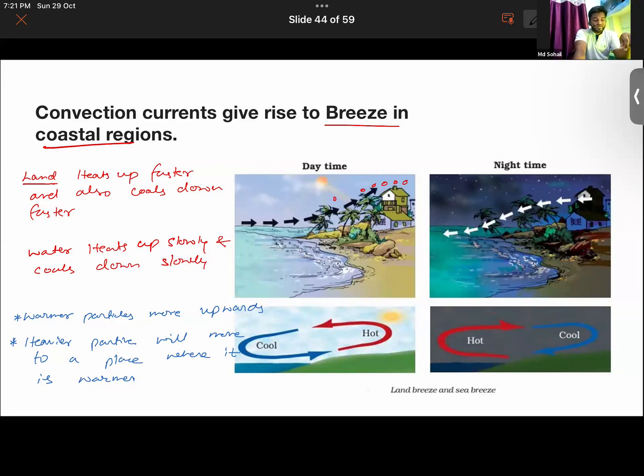So the convection currents that we actually see in the coastal areas, the cold breeze or the warm breeze that we see there, are actually due to convection currents.